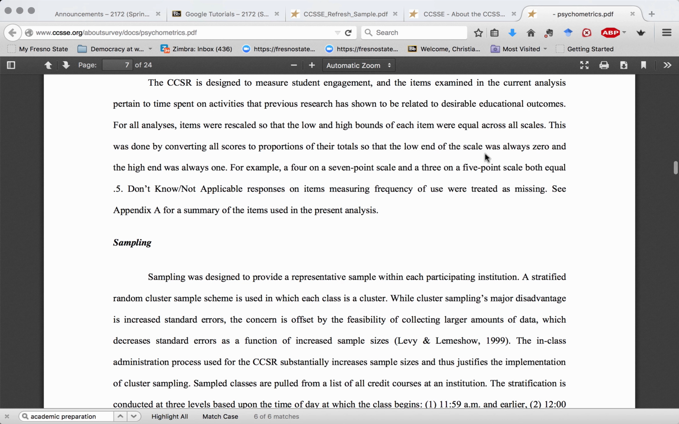Here a little point to note is that some items are on a 7-point Likert scale, others on a 5-point. In order to really compare those two, they did a mathematical transformation so that the bottom end was always 0 and the top always 1. So that's just so that they could compare the different scales.